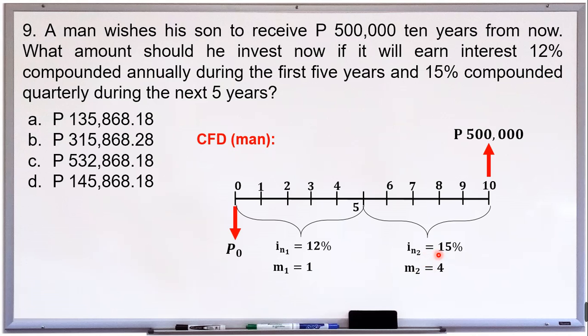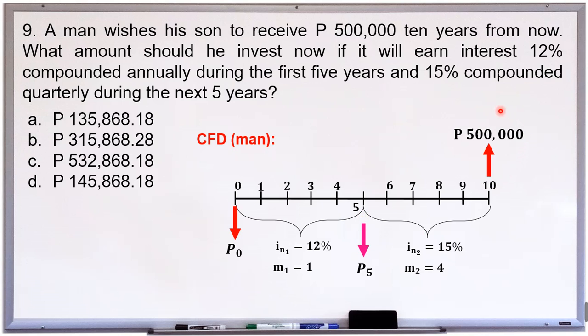Now, you cannot use the formula for the compound interest rate in converting the future worth, which is equal to 500,000, to present worth. It's because we have two different compounding schemes that are being involved. So the best way to solve for this is to convert first the 500,000 pesos into its equivalent present worth at the year 5.